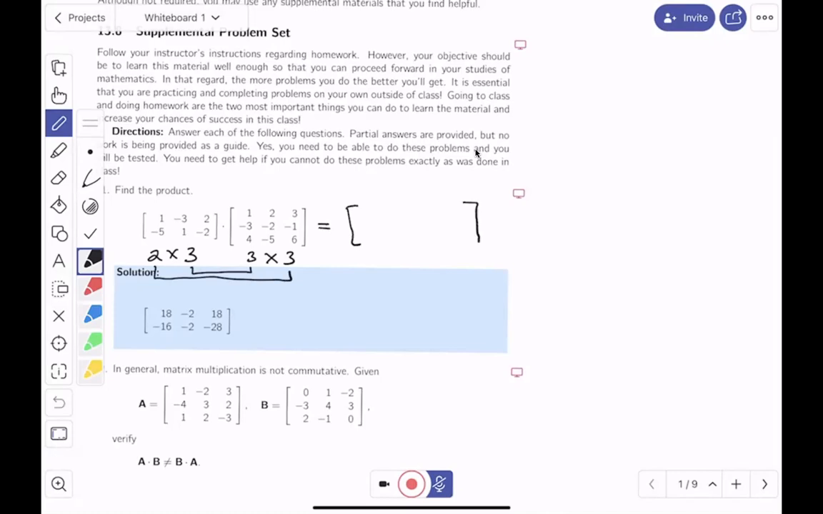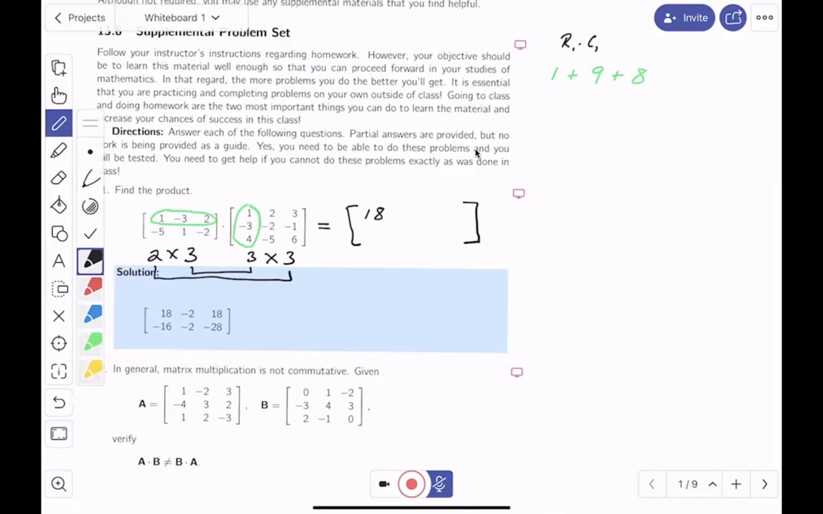I've got to compute this, and certainly, I know it may seem difficult to you, but it's basically a bunch of arithmetic. So this is going to be row 1 times column 1. I'm going to write that on the side for you. So it's going to be 1 times 1, which is 1, plus minus 3 times minus 3, which is 9, plus 2 times 4, which is 8. What is that going to give you? It's going to give you 18. So I did row 1 times column 1.